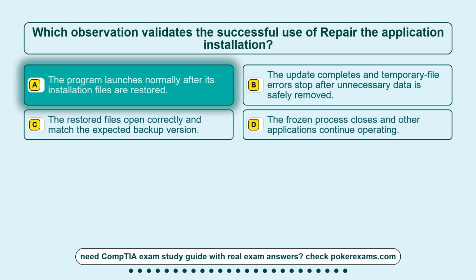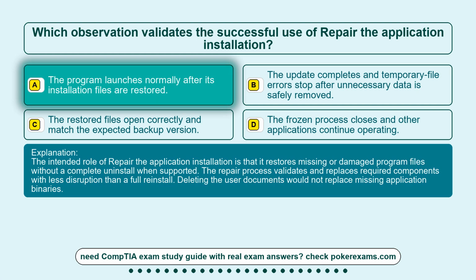The correct answer is option A. The program launches normally after its installation files are restored. The intended role of repair the application installation is that it restores missing or damaged program files without a complete uninstall when supported. The repair process validates and replaces required components with less disruption than a full reinstall. Deleting the user documents would not replace missing application binaries.